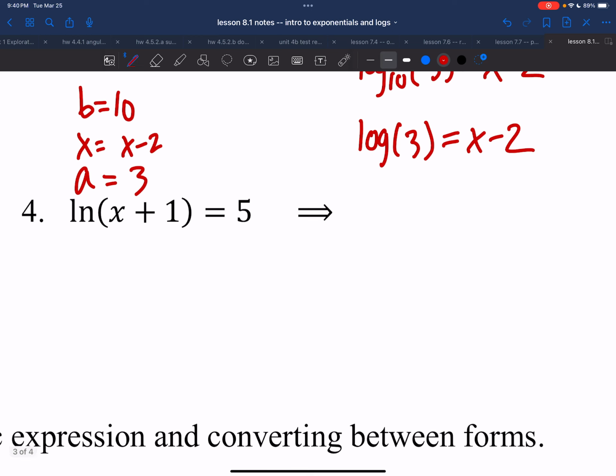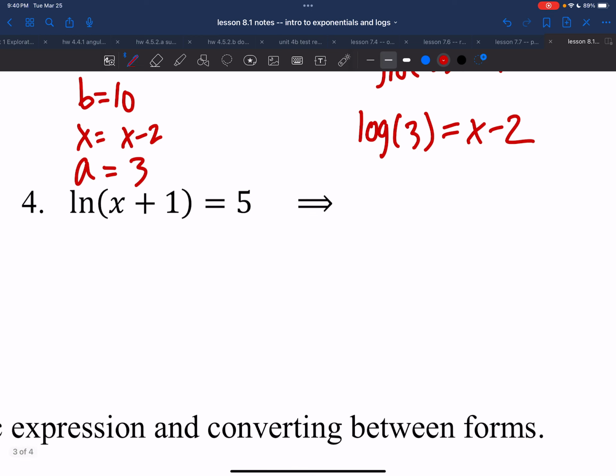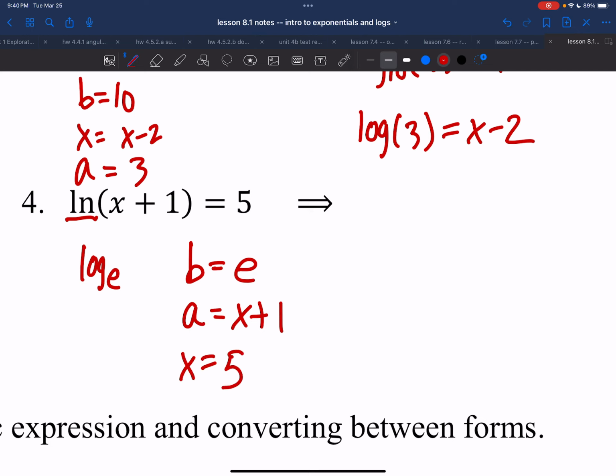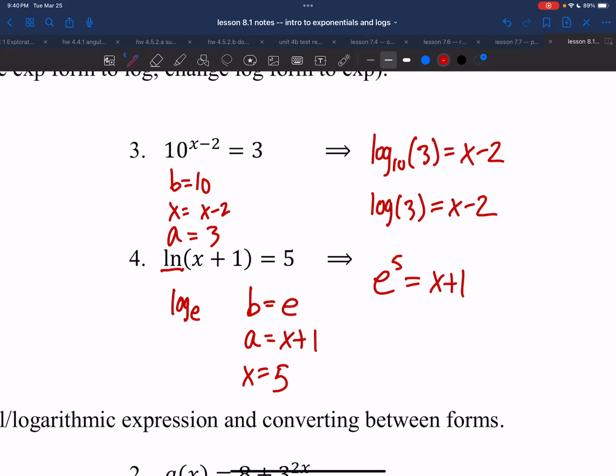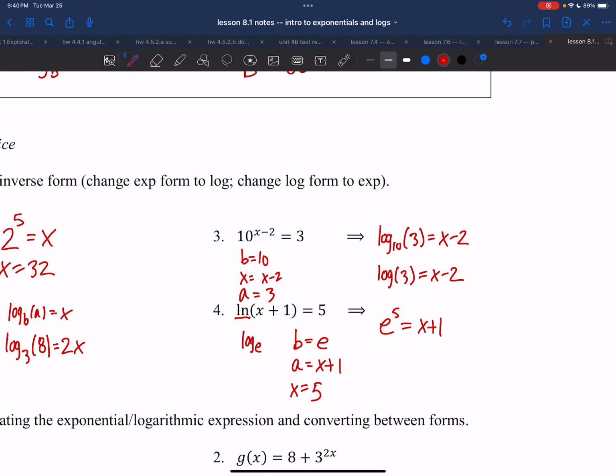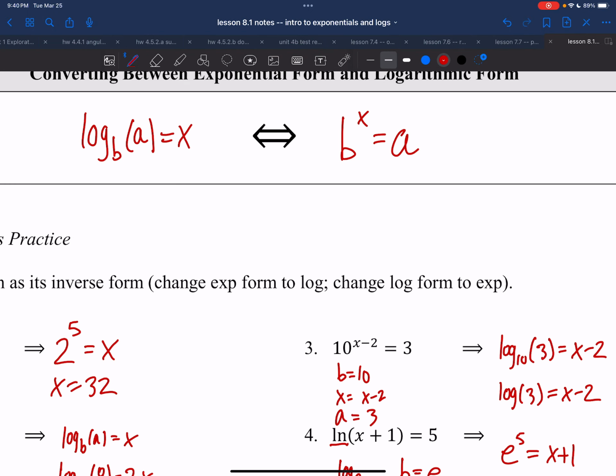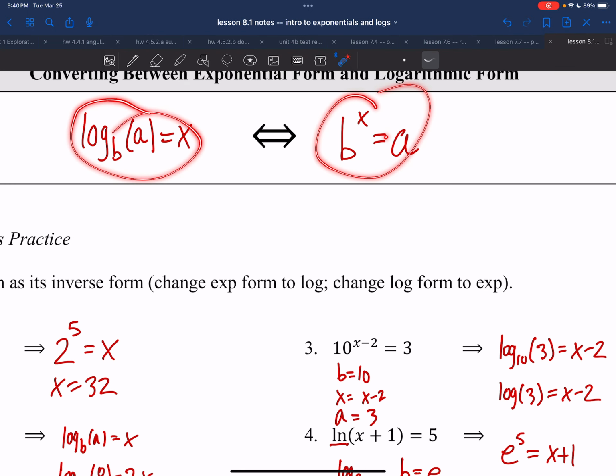This last one, converting to exponential, natural log is base e. So the base is e, the argument is x plus 1, and the exponent is 5. So in exponential form, the base is e, the exponent is 5, and the argument is x plus 1. All right? And that's just some practice. It's just going back and forth, from here to here.